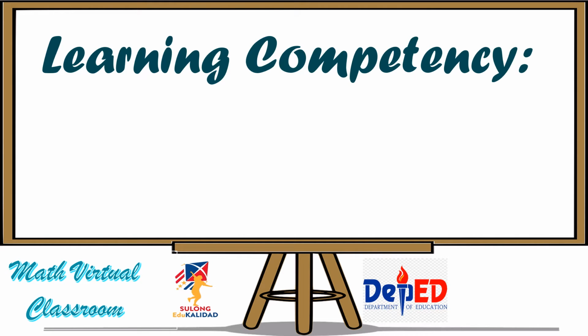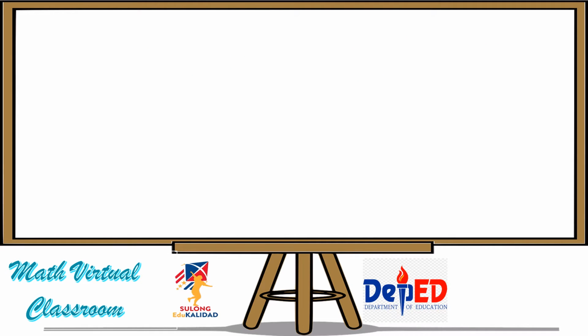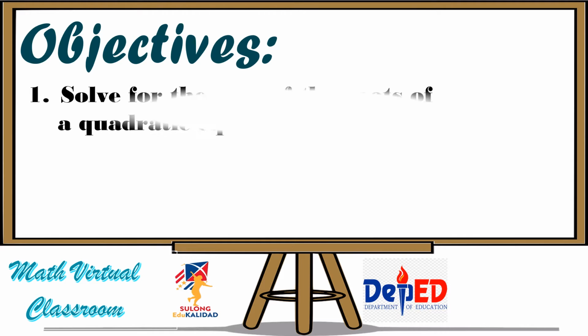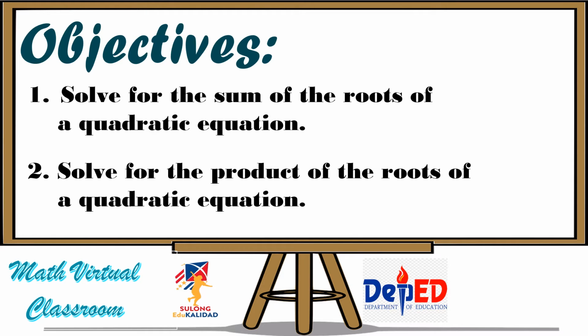Our learning competency: describe the relationship between the coefficients and the roots of a quadratic equation. Our objectives: solve for the sum of the roots of a quadratic equation. Solve for the product of the roots of a quadratic equation.